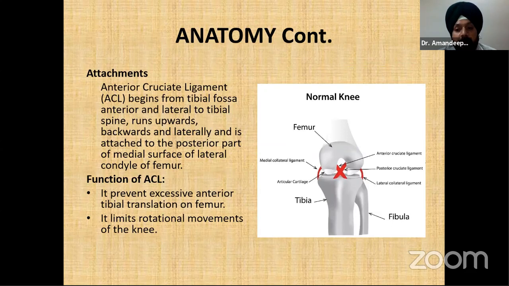If we talk about the attachments, the anterior cruciate ligament begins from the tibial fossa, anterior and lateral to the tibial spine, and runs upward, backward and laterally, and is attached to the posterior part of the medial surface of the lateral condyle. So this is called the cruciate ligament. It is crossing with the posterior cruciate ligament, as we can see from the diagram also.